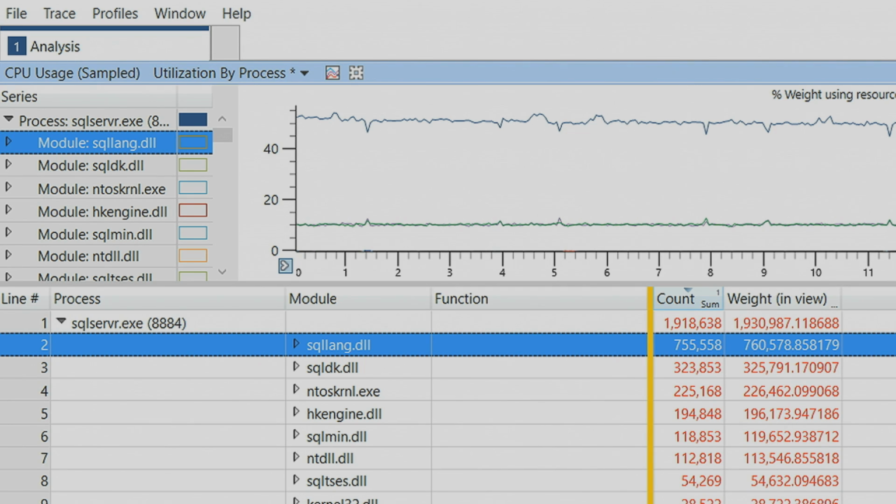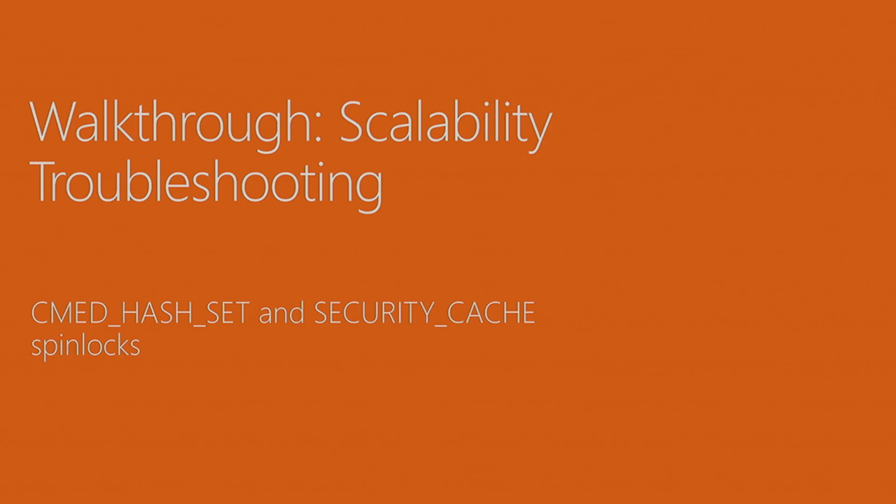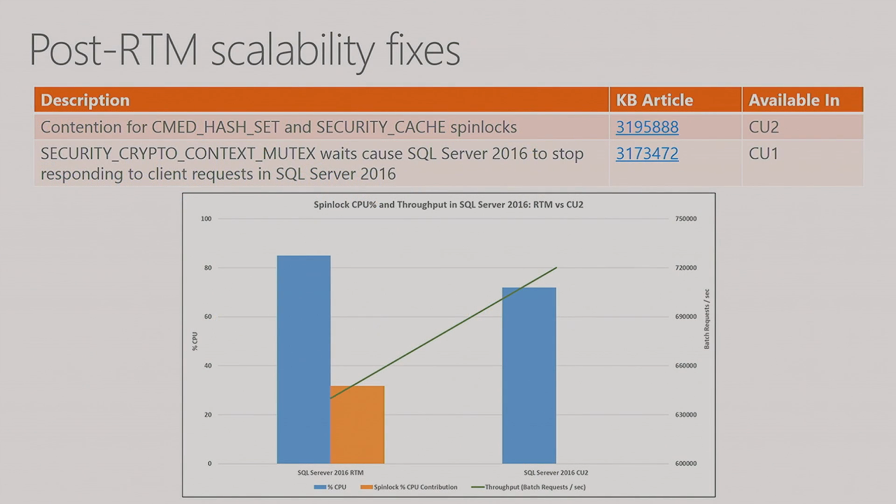Let me show you the improvement that we could gain with this reader-writer version of the spin lock. This is a graph which shows you pre and post. The line is throughput, the number of batch requests per second we could do. On the left is RTM, the product as it was released, and the one on the right is with Cumulative Update 2. We had an improvement of around 13%.